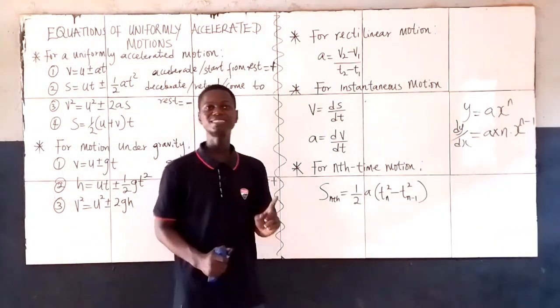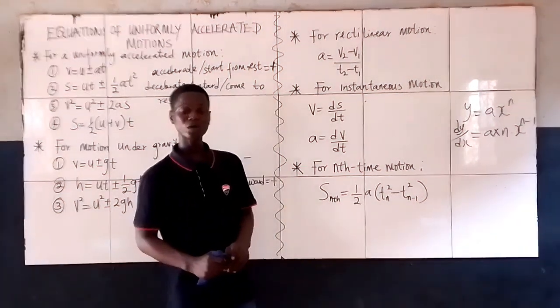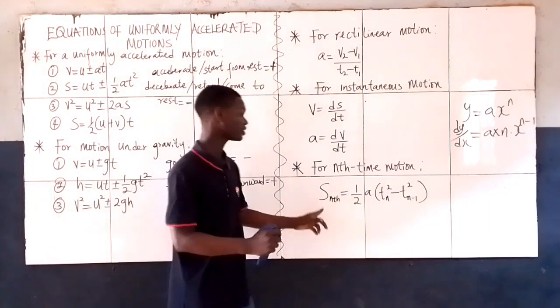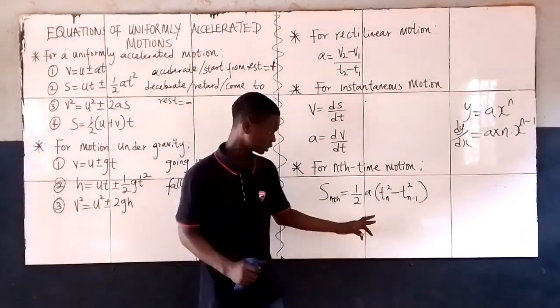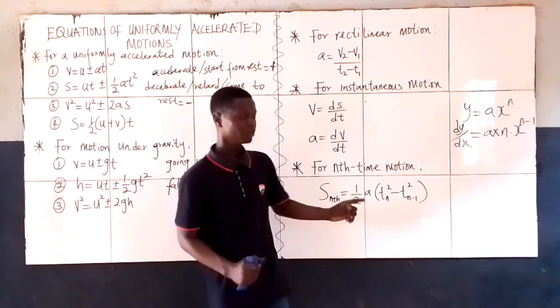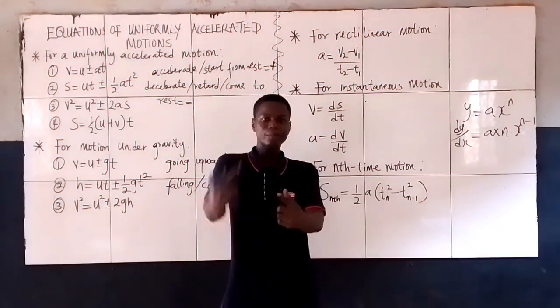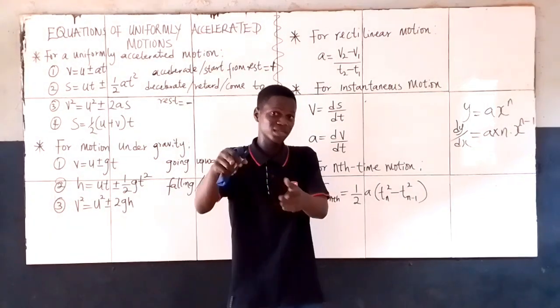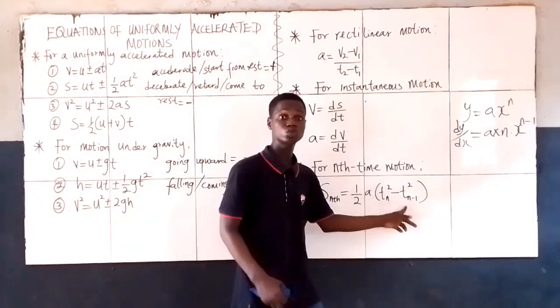If they said 3rd second, calculate the distance covered, which is s, at the 3rd second. Normally we know our acceleration, is it not? Because they said 3rd second, you will put 3 here. What is the number before 3? Is it not 2? So it will be 3 squared minus 2 squared.